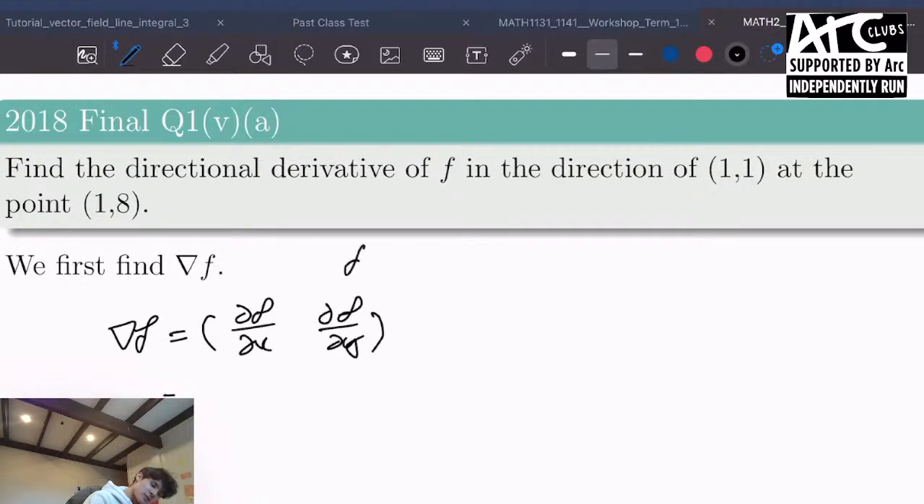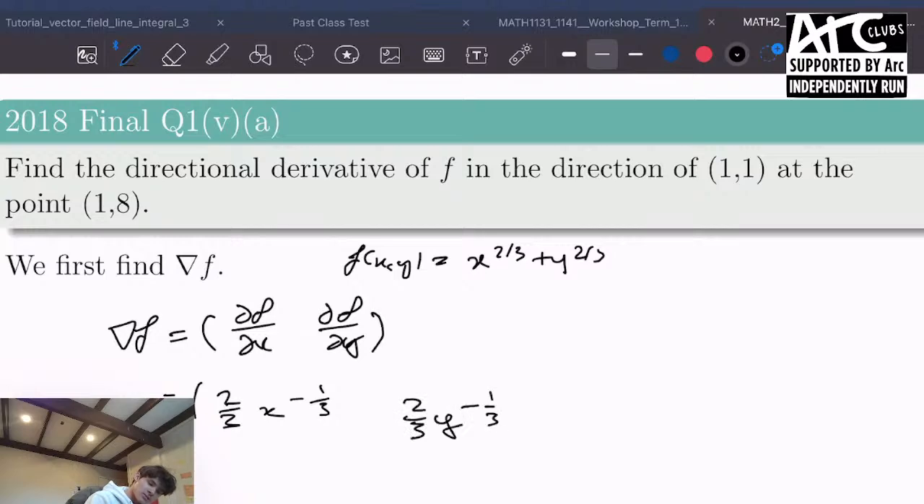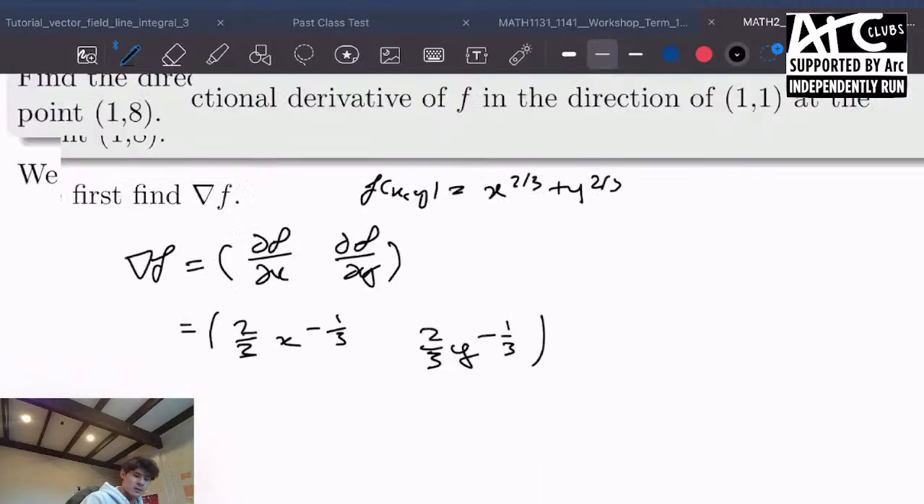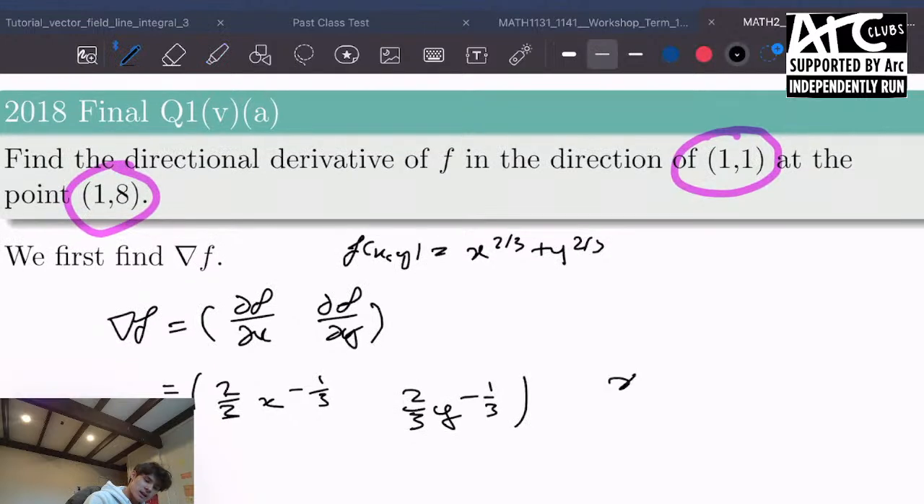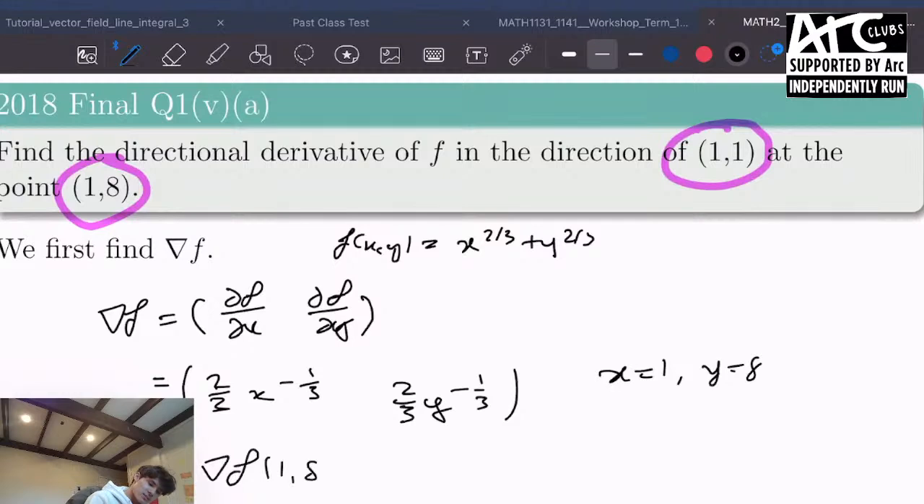Now calculating the gradient is just, remember, looking at the partials in x and y. In this case, if f of x, y equals x to the 2/3 plus y to the 2/3, that's just a matter of 2/3 x to the negative 1/3 and then 2/3 y to the negative 1/3. Okay, and that is our gradient. So now what we need to do is find the directional derivative in the direction 1, 1 at the point 1, 8. That means x equals 1, y equals 8. So our gradient at 1, 8 is just equal to 2/3, and that should be 1/3.